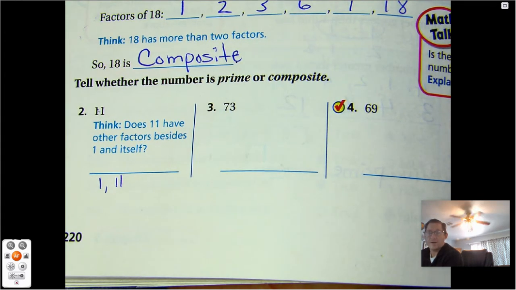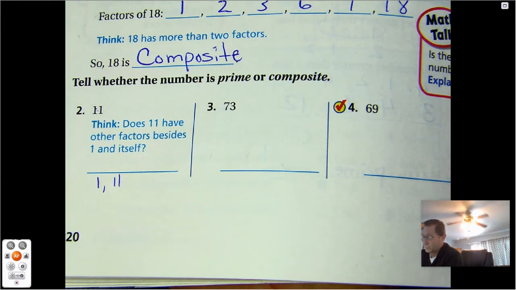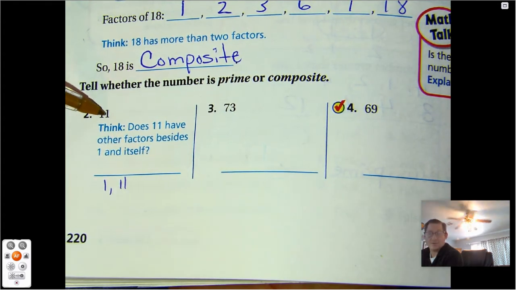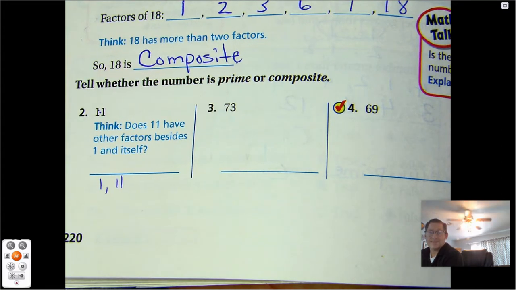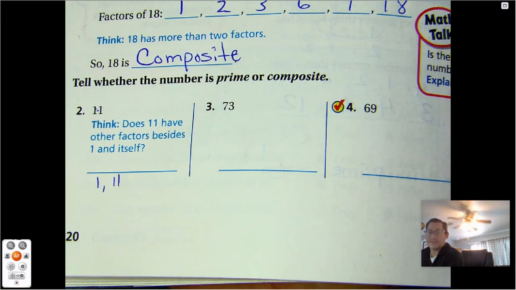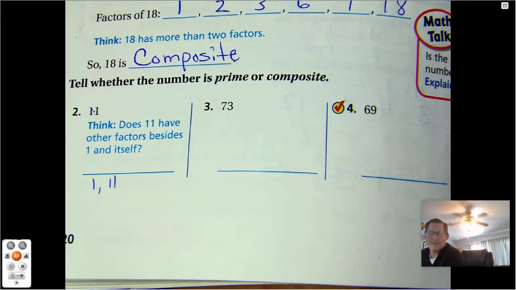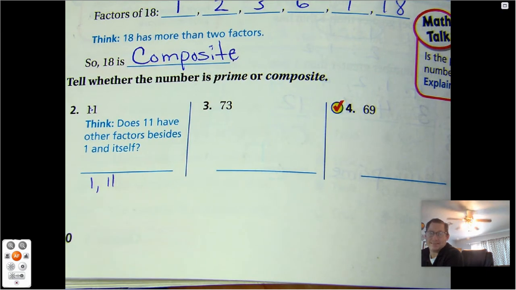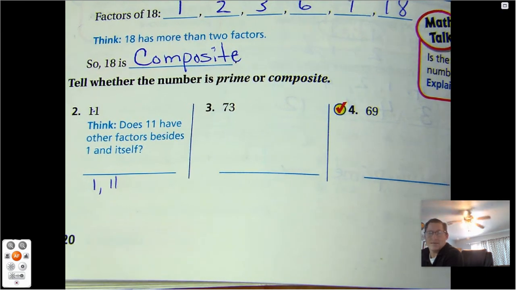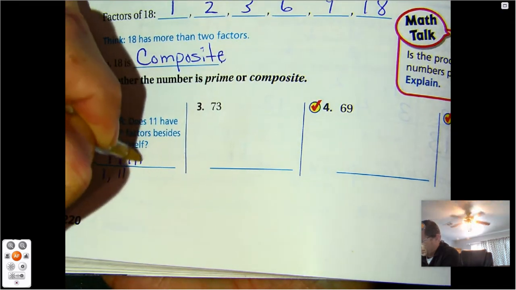4, 4, 8, 12. 4 will not work. 5 I know won't work because it doesn't end in a 0 or a 5. 6 will not work because 2 and 3 didn't work, but 6, 12, 18. So no, 6 won't work. 7, 14, no. 8, 16, 9, 18. So no, those are the only two factors. So this number is prime. Okay, number 3.